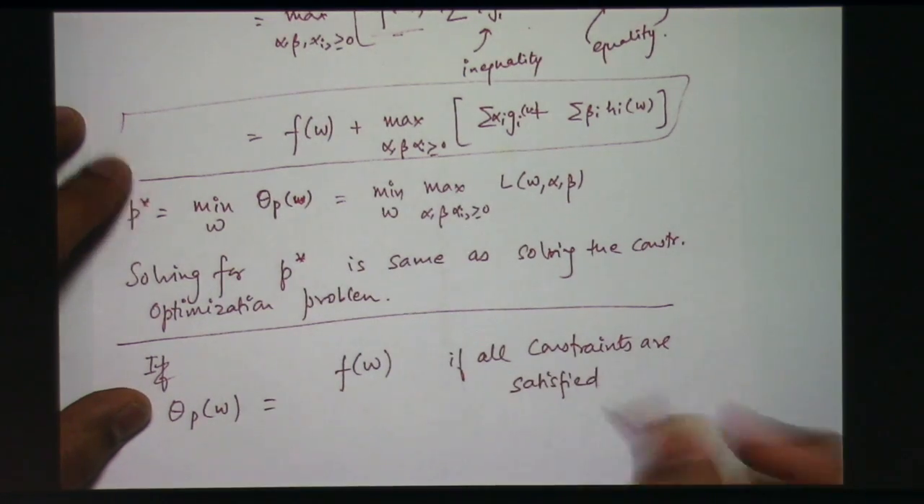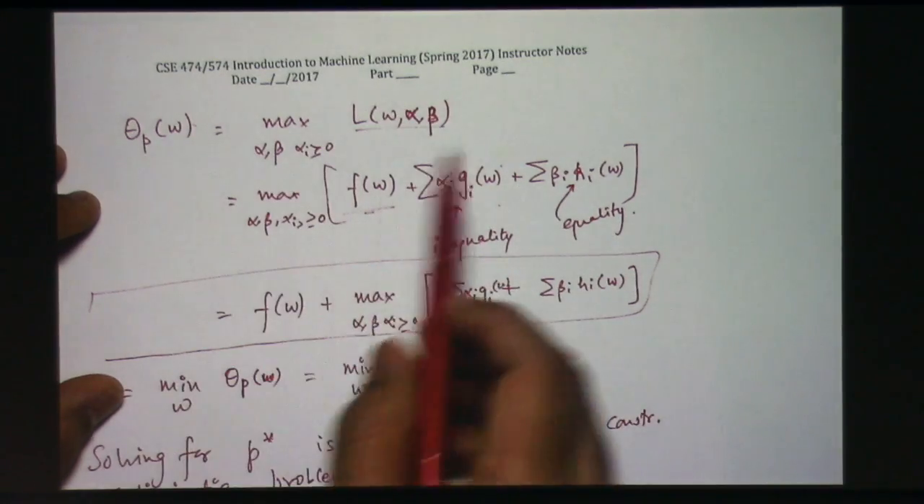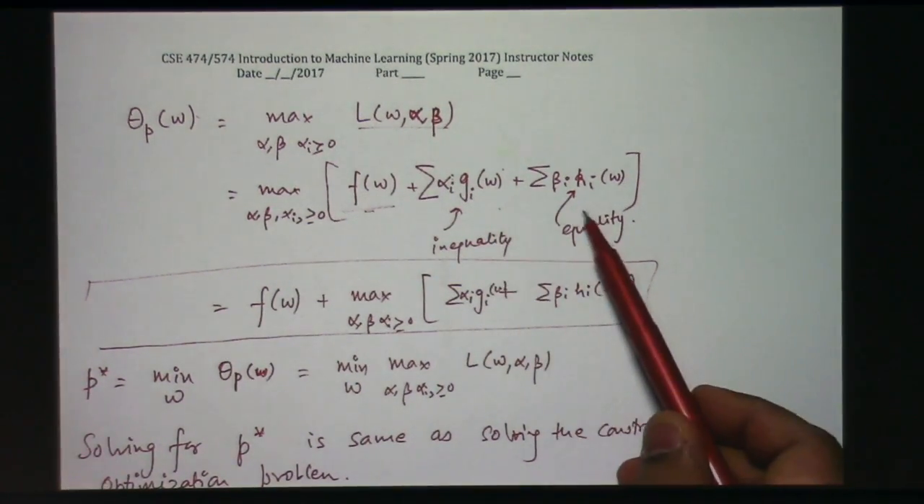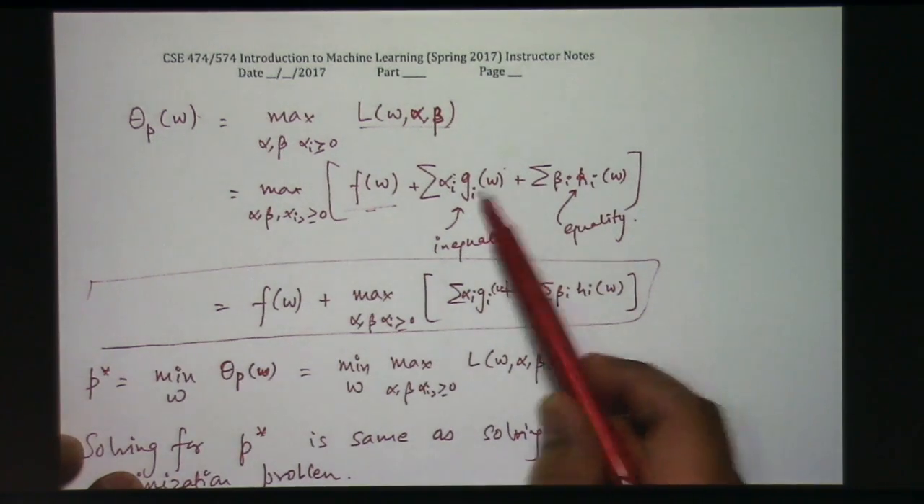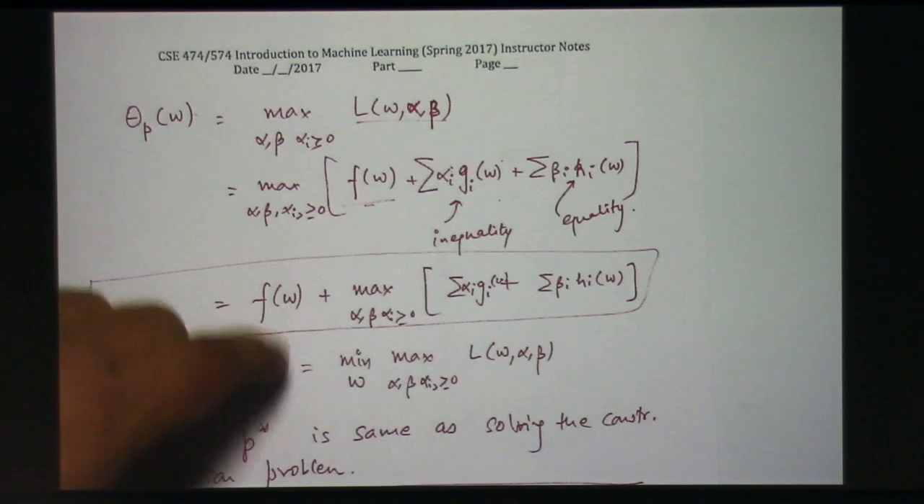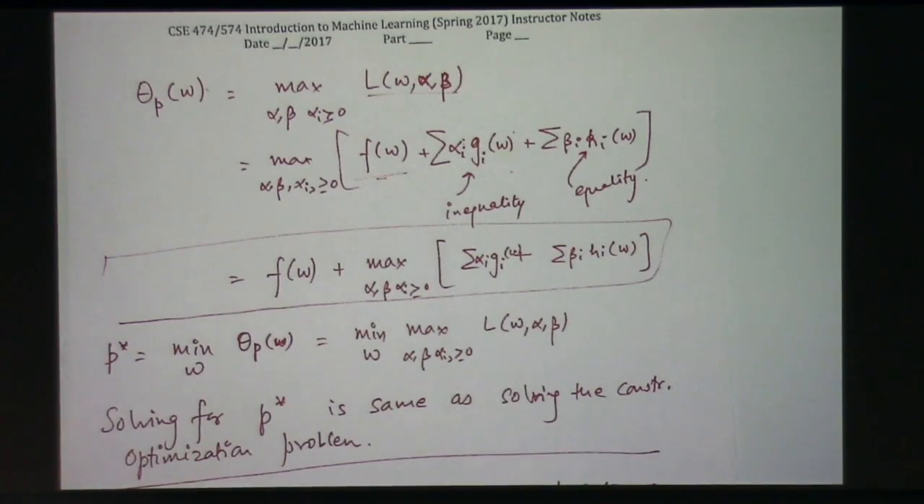Right? If I solve for this theta p of w, and if all of these constraints are satisfied, if the g_i's and all the h_i's are satisfied, then this theta p of w will be just f of w. And else it will be infinity.